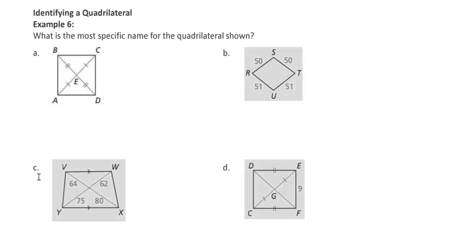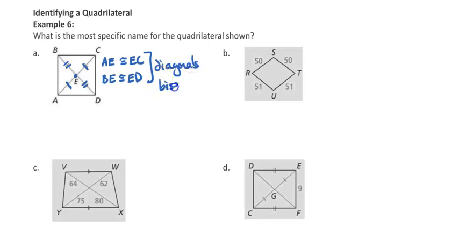All right. In example 6, what is the most specific name for the quadrilateral that is shown? All right, so we've just got to look at all the details. What they show me here, with AE being the same length as EC, is showing me that that diagonal is cut into two equal parts. And same thing with BE being congruent to ED. What this says is that the diagonals bisect each other.